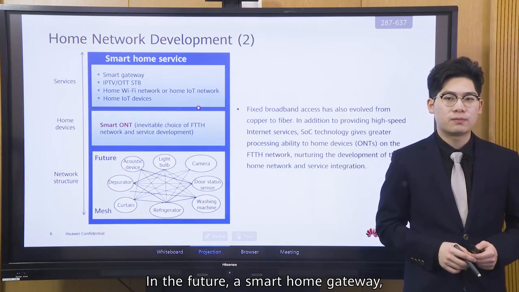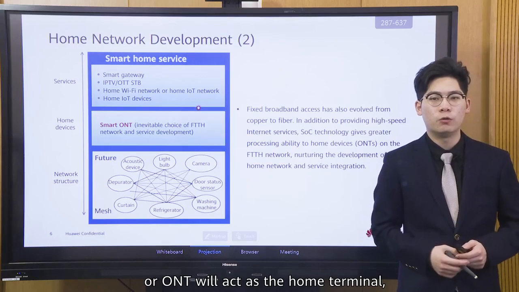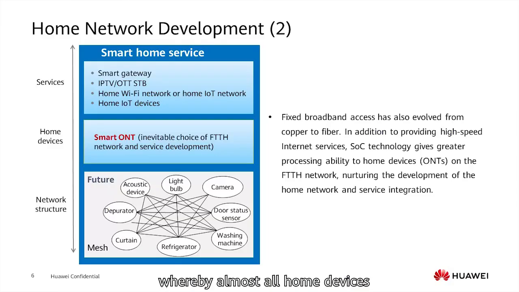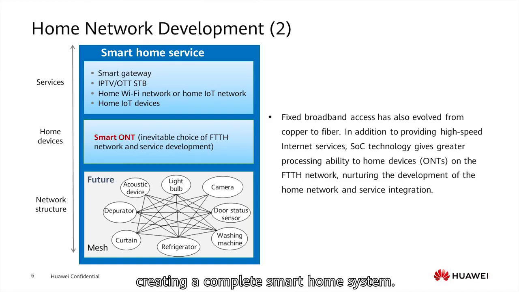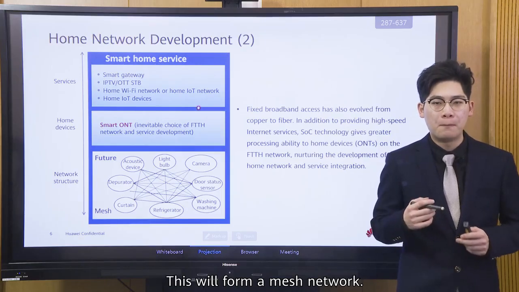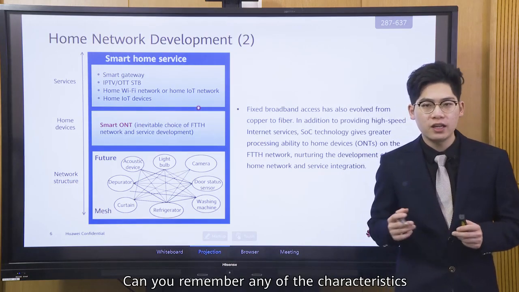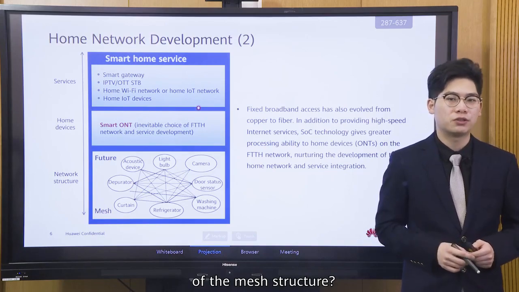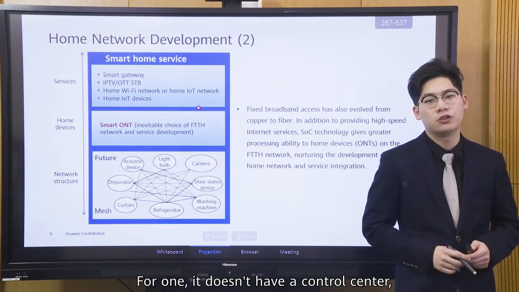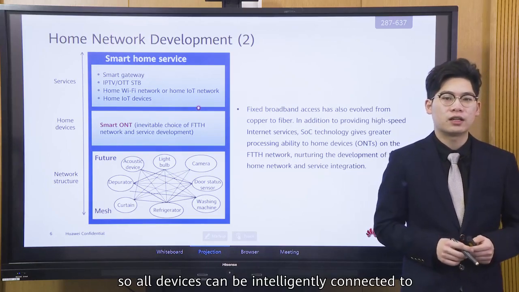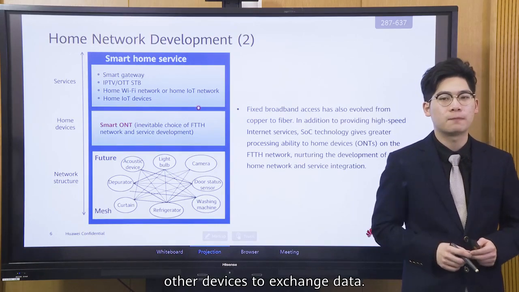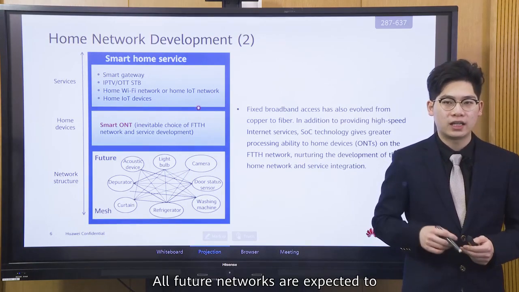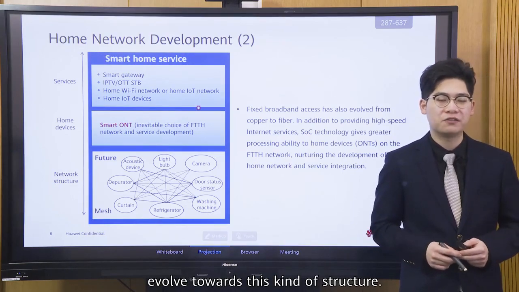In the future, a smart home gateway, or ONT, will act as the home terminal, whereby almost all home devices will connect to the internet through the smart ONT, creating a complete smart home system. This will form a mesh network. Can you remember any of the characteristics of the mesh structure? For one, it doesn't have a control center, so all devices can be intelligently connected to other devices to exchange data. All future networks are expected to evolve toward this kind of structure.